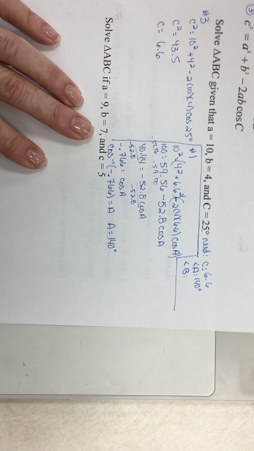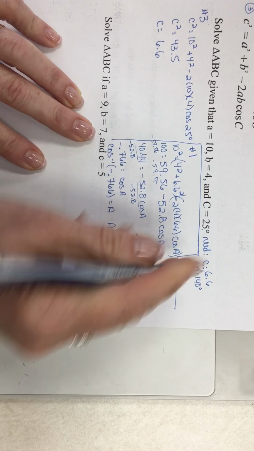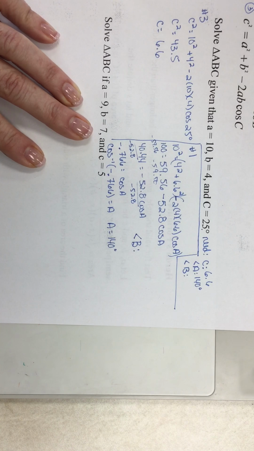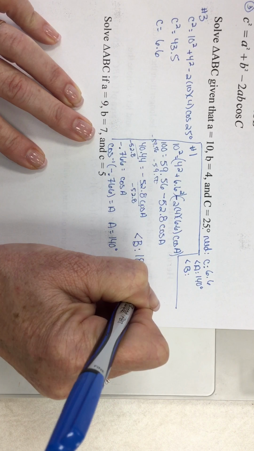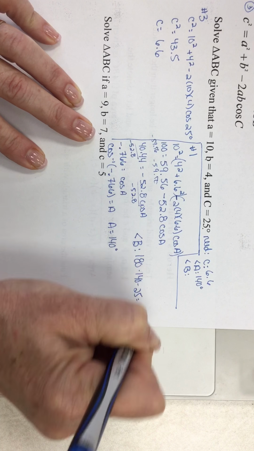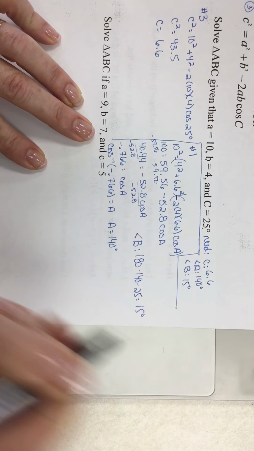How do I find angle B from that without having to go through all of that all over again? 180 minus 25 minus 144. Perfect. And angle B ends up to be 15 degrees.